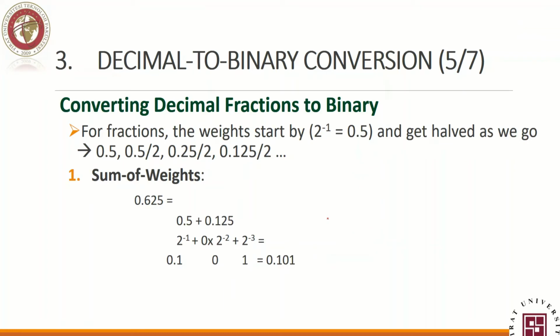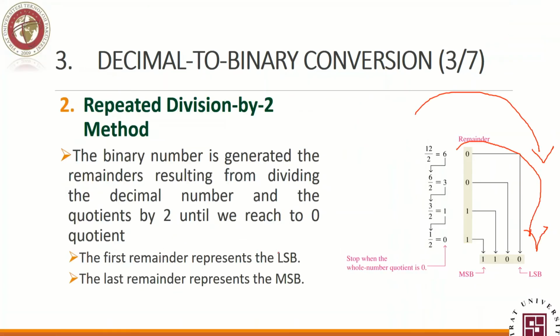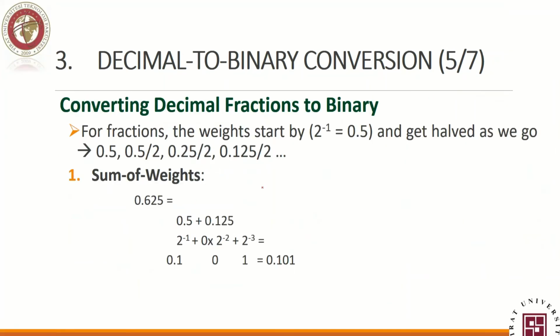How about the fractions? For fractions, we do not divide by 2. Rather, we multiply by 2. We have a repetitive multiplication by 2, or we can use the weights. Okay? We can use the weights, same as in this one. Here we are using weights. We can use these weights also for the decimal. So if we have a binary point and we would like to convert it to a decimal number or fraction, in that case, what we do is we set up the weights.